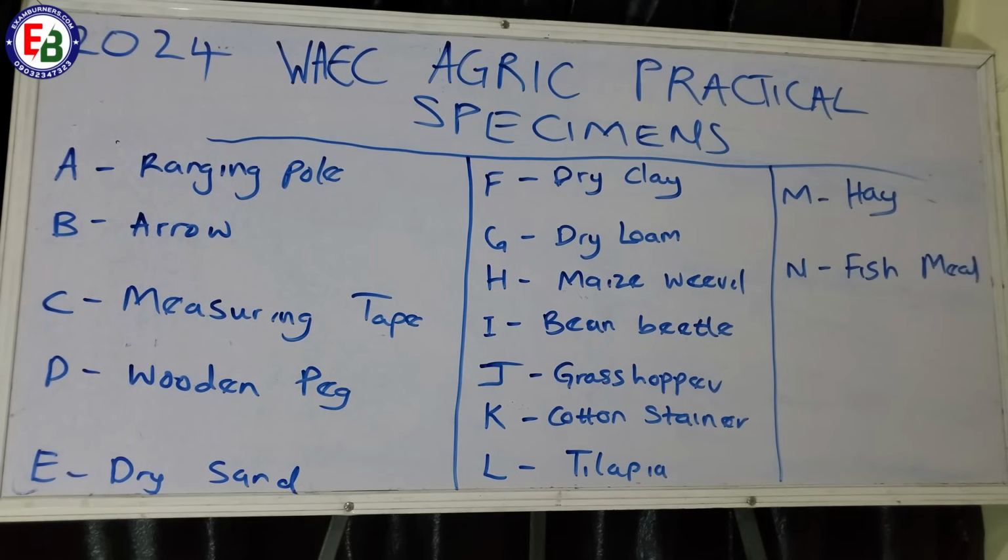So now we have talked about specimen H and I very well. So now we should talk about specimen J, which is the grasshopper, and we should also talk about specimen K, which is cotton stainer. I will not talk too much on that, but before that, let's talk about ways of controlling specimen H. So I have 7 ways of controlling specimen H here with me. I'll be giving you the 7, but in the exam you should know that they will not ask you more than 5. So you just need to know 5 out of the 7.